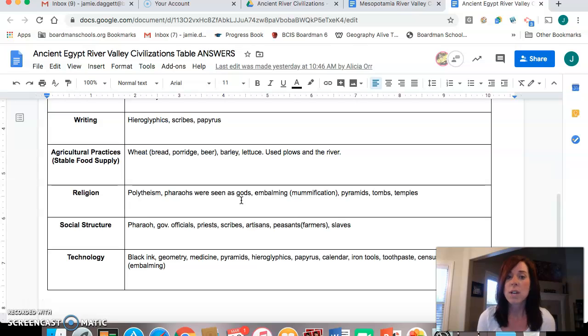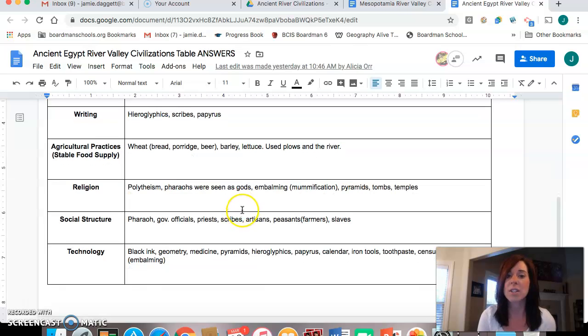Their social structure, there's many tiers, and I think as you did your research, you probably saw the different tiers to the social structure. The pharaoh is always at the top. He's also seen as a god. Government officials, priests, scribes, artisans, peasants, farmers, and slaves at the bottom. You're going to see throughout our ancient civilizations that many of the social structure pyramids are very similar, having your most powerful at the top and your least powerful at the bottom.